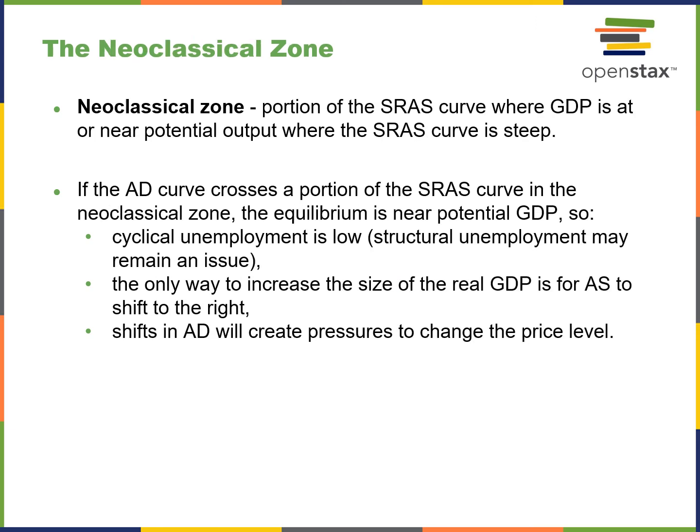In the neoclassical zone, the GDP is pretty much at or near potential, and so cyclical unemployment would be low in this case. The only way to increase the size of the real GDP is for the AS to shift to the right, and shifts in the aggregate demand will create pressures that change the price level.